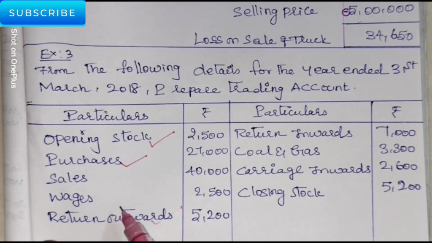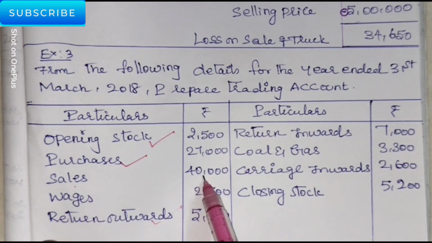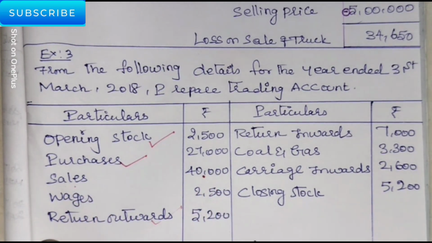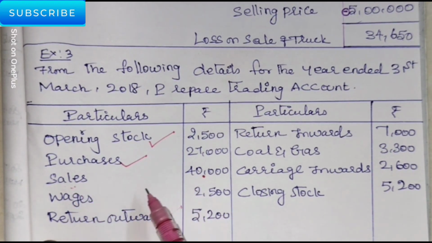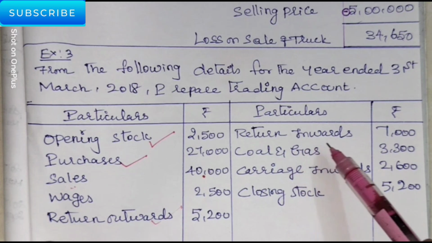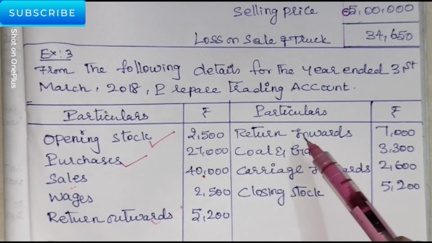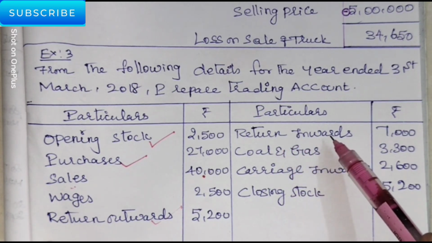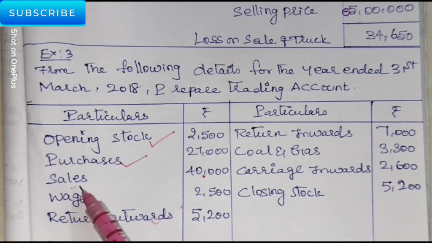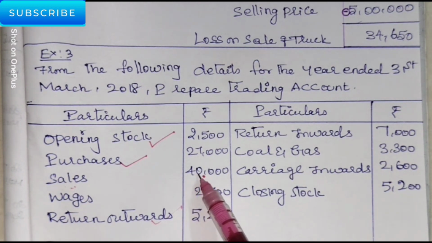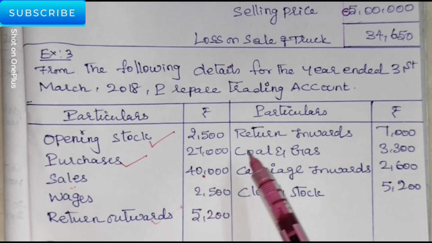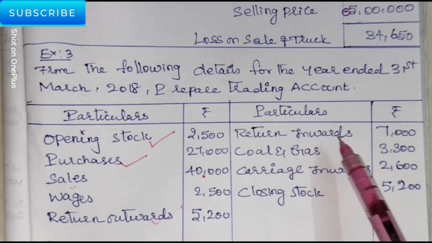Then we have to enter sales, rupees 40,000, on the credit side of the trading account. Before we enter the sales account, we have to check whether they have given sales return or not. Yes, they have given return inwards. Return inwards means sales return. So we enter sales rupees 40,000 in the inner amount column. With that we have to subtract return inwards 7,000.